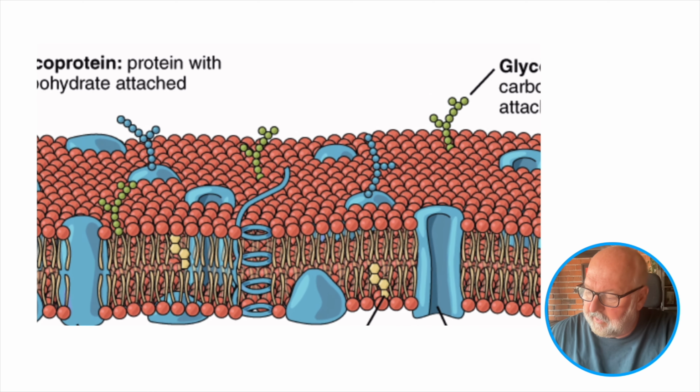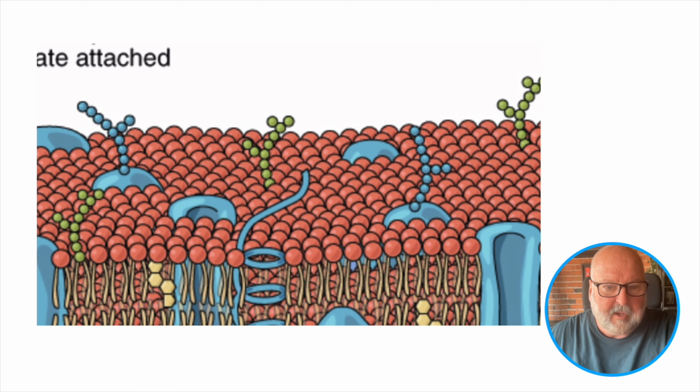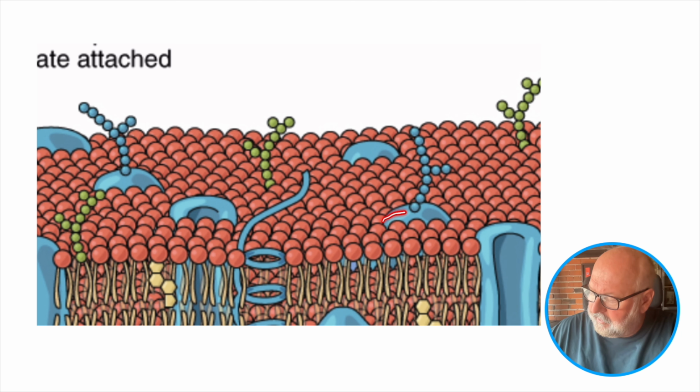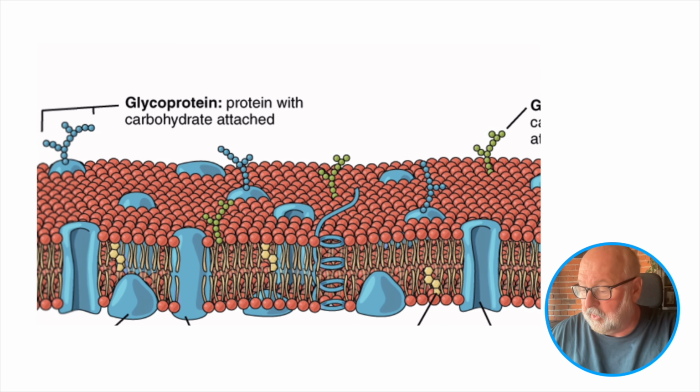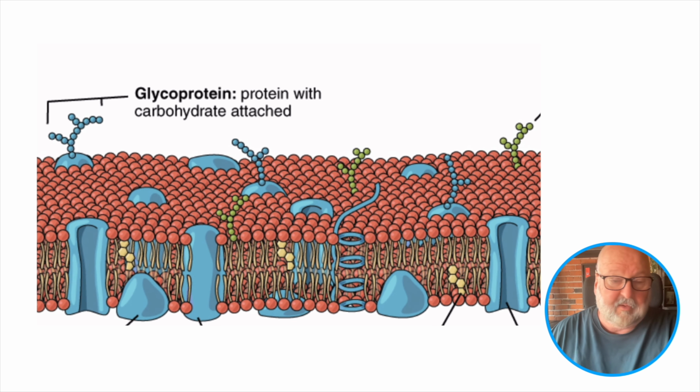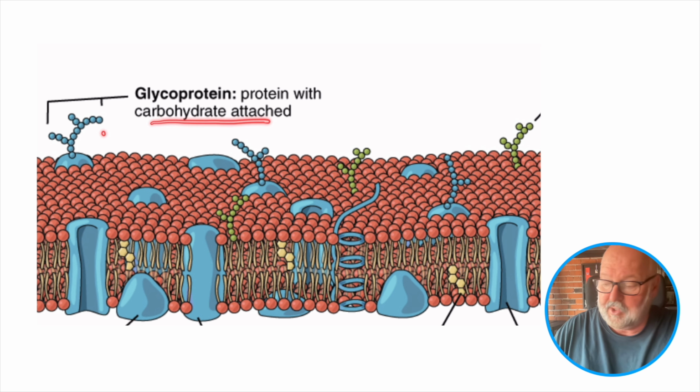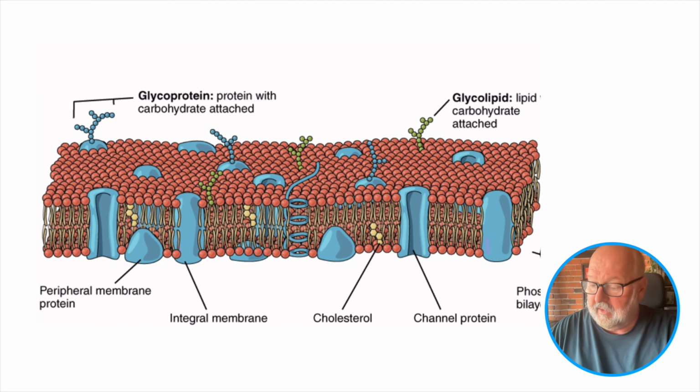But if we look over here, we can see a couple examples of this. Here's a protein. There's a protein that's embedded in the membrane, and we can see that we have a carbohydrate chain coming off that protein. And in this case, it's not a glycolipid, but because it's attached to a protein, we're going to call it a glycoprotein. So that's a protein with carbohydrate attached. Now, one of the main takeaway messages is the outside surface of cells is fuzzy.